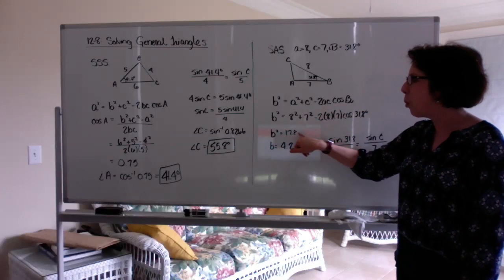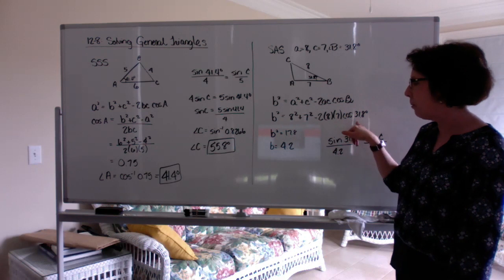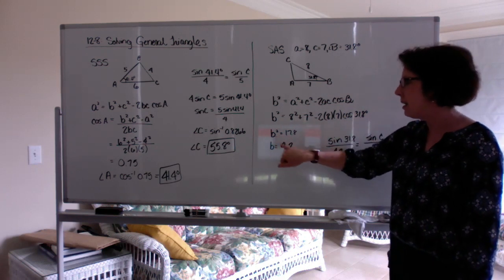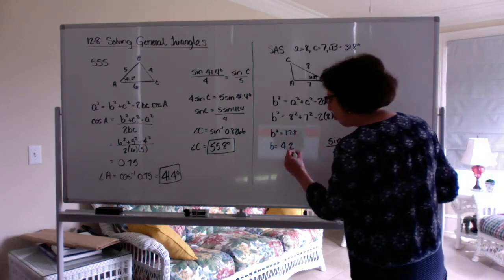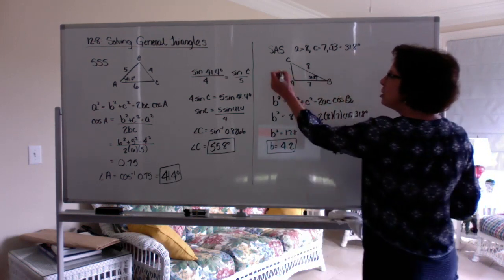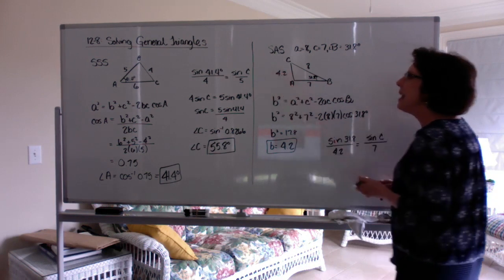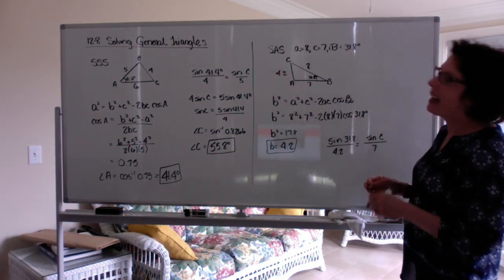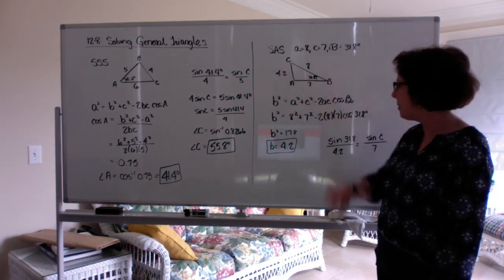Remember, this is b squared is equal to this value. And so you've got to take the square root to get the answer, and B is 4.2. All righty. Well, if B is 4.2, I'm going to go ahead and put that over there. Then now, again, I have an angle and its opposite side.